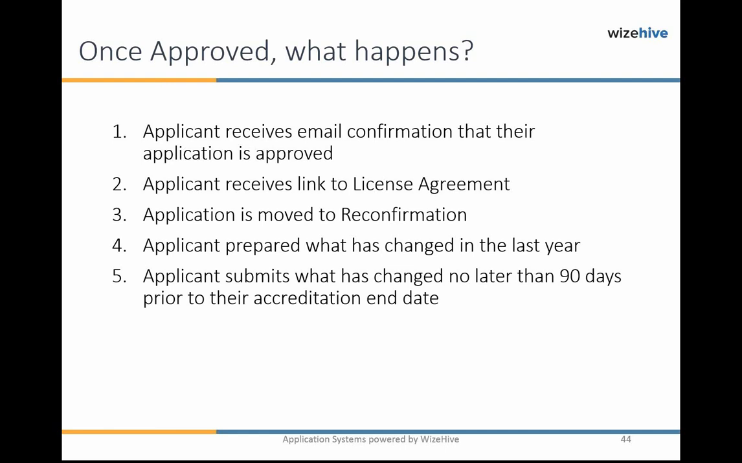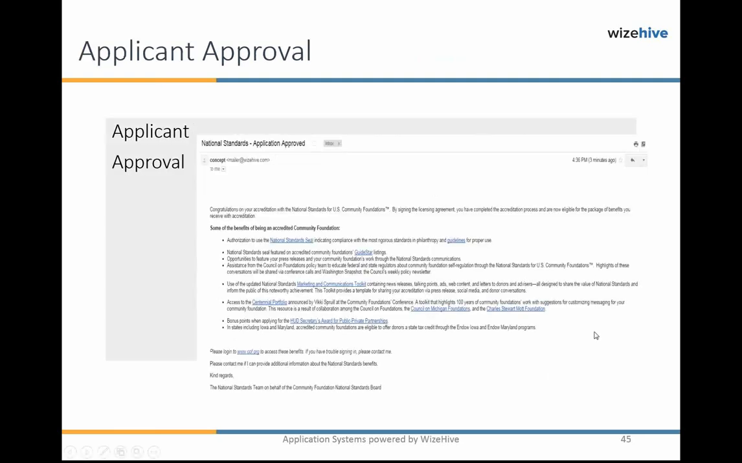The application is then moved to the reconfirmation area. The application is updated to note what has changed in the past year or any newly requested information based on standards changes. You must submit your reconfirmation application at least 90 days in advance of your approval anniversary. Okay? This is an example of what that email looks like when you are officially approved.